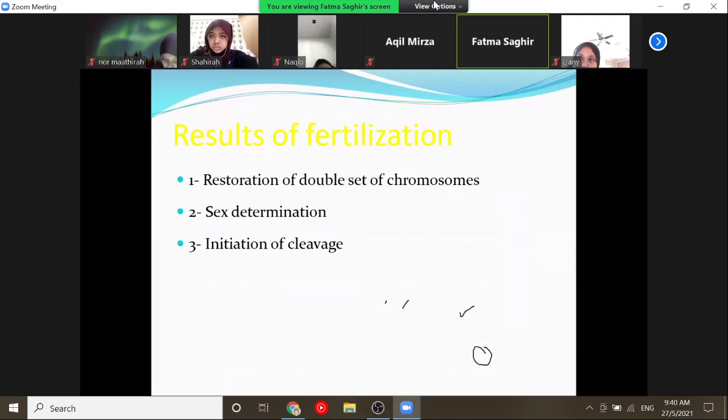Okay, once we have the binding, we already know the other steps from the video yesterday, the last class. We don't want to repeat. So the final result of fertilization is a double set of chromosomes, meaning the full number of chromosomes. Also, the result of binding of the oocyte with the sperm will be sex determination, meaning we have an X chromosome or a Y chromosome, of course, from the sperm.